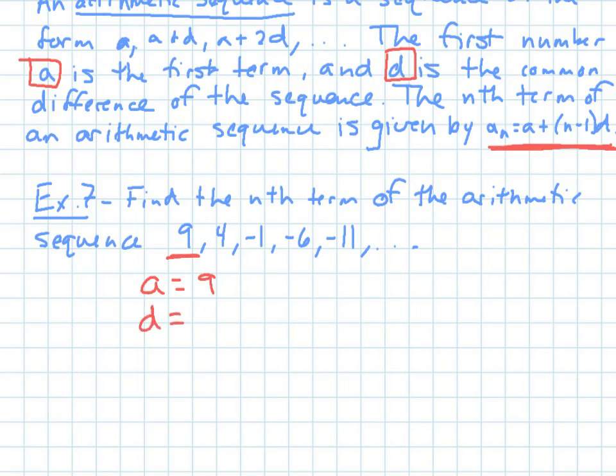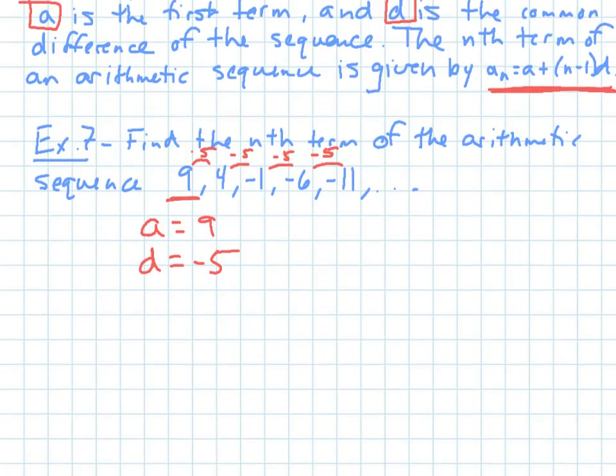For d, looking from 9 to 4, it looks like you subtract 5, and then 4 minus 5 would get you negative 1. Negative 1 minus 5 would get you negative 6. Negative 6 minus 5 would get you negative 11. So then our common difference must be negative 5. So then a sub n will be 9 plus n minus 1 times negative 5.